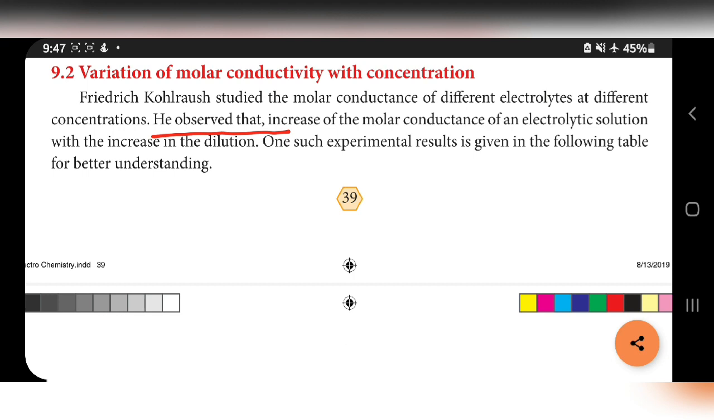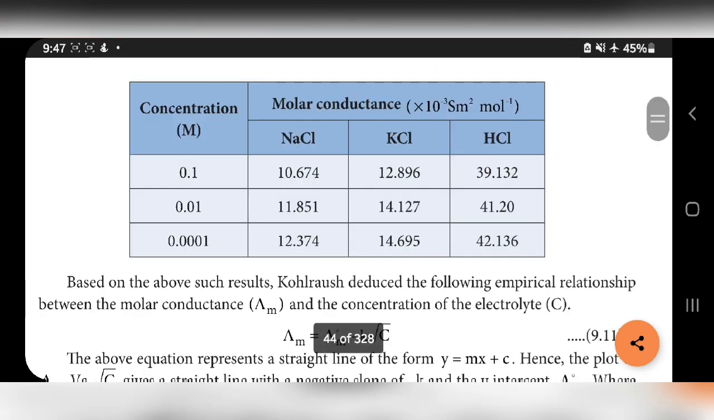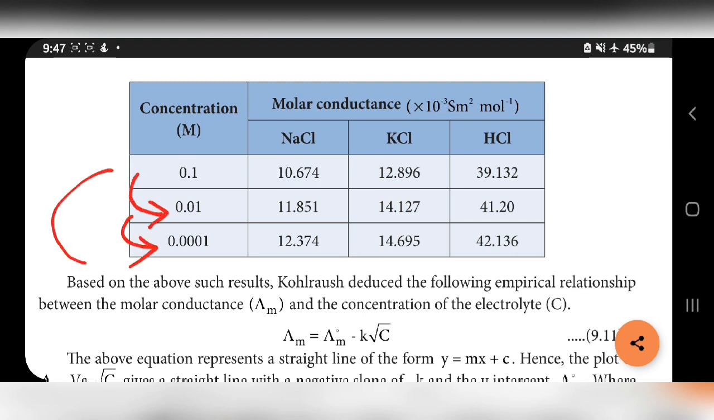Scientists observed an increase of the molar conductance of the electrolyte solution with increase in dilution. Dilution increases means molar conductance also increases. One such experimental result is given in the following table for better understanding. See this table. Dilution increases means concentration decreases, so conductance increases.